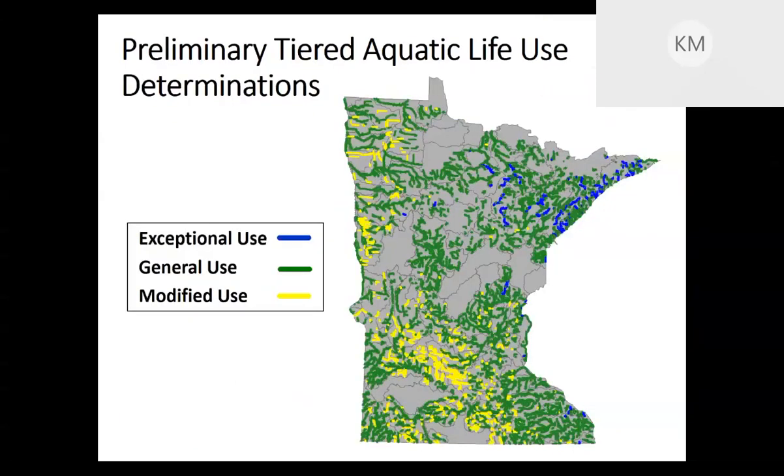So these are some preliminary designations. We have to go through a rulemaking to designate anything as a modified or an exceptional use. So these are just based on our back of the envelope reviews, looking at the data that we have. And as expected, most of those exceptional uses are in the Northeast. There's some down in the Southeast. There is a fair bit of forest and a lot of groundwater, cold water systems. Most of the modified uses are, as expected, out in prairie regions where we have quite a lot of ditching.